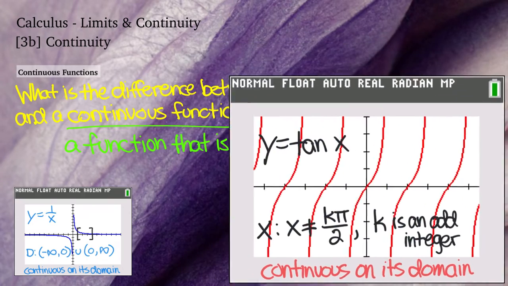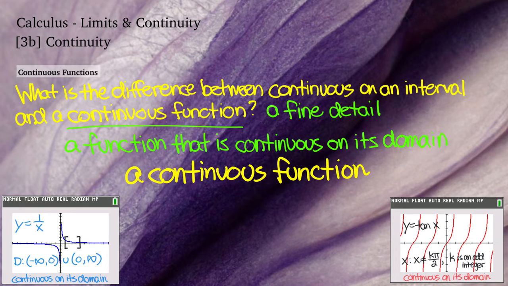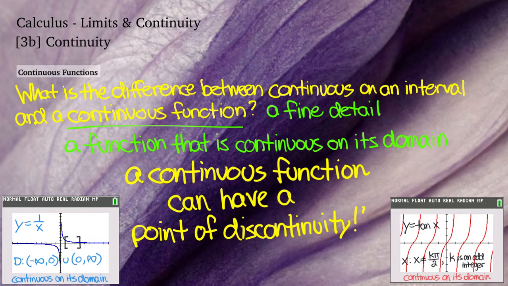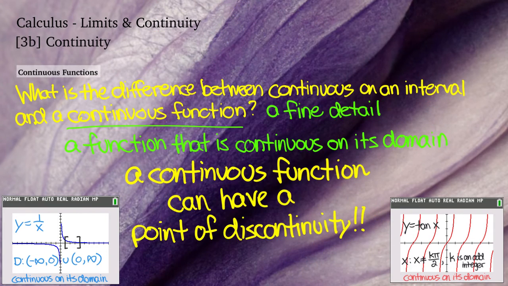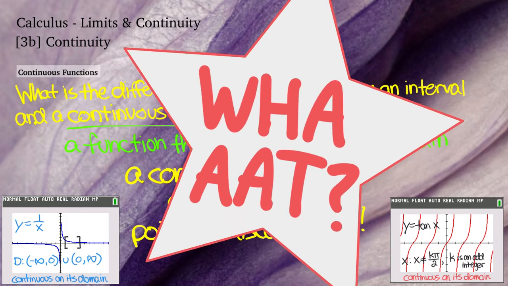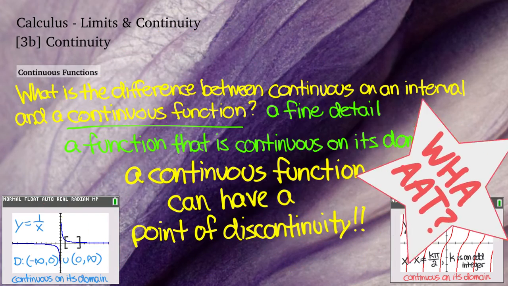I'll wrap up this concept with a controversial statement. A continuous function can have a point of discontinuity. What? It's because when we say continuous function, we actually mean continuous on its domain, which means that that could exclude some x values. I told you, it was controversial. And it's a very fine detail.